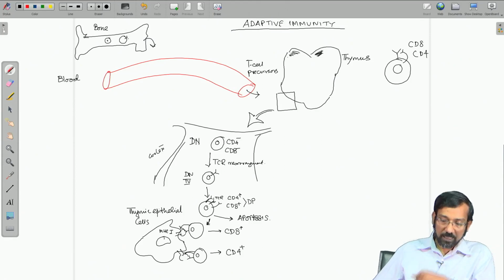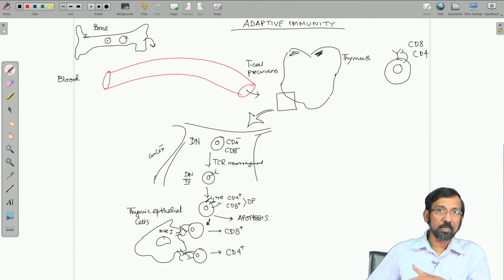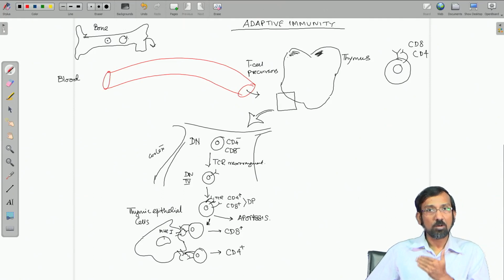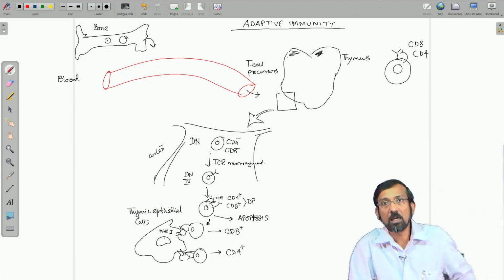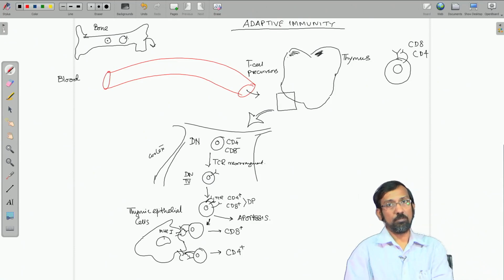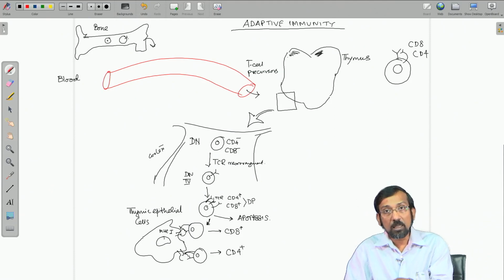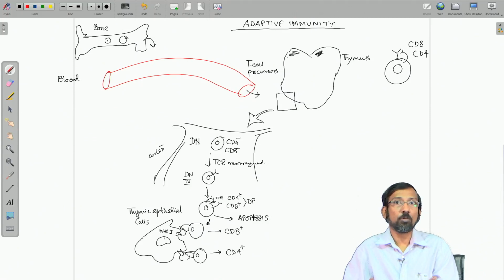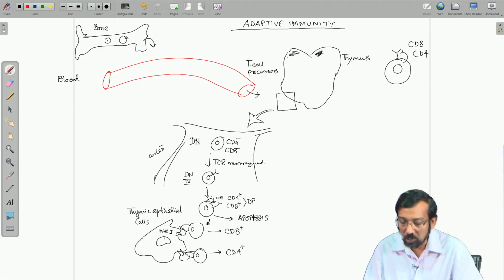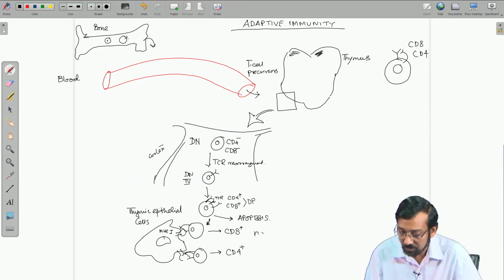Now, these cells which have been selected as CD8 or CD4 plus cells are still naive T cells. They are naive because they have not yet encountered any foreign antigen. So, they have not been activated. That is why we call them naive cells. So, these are the naive T cells.